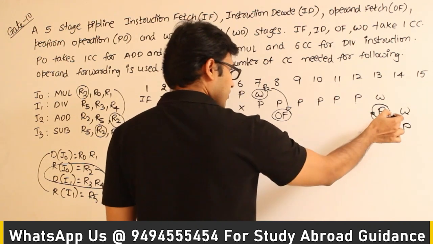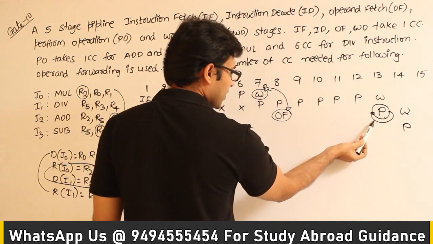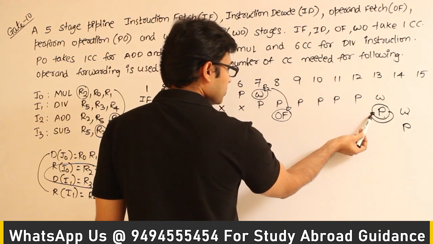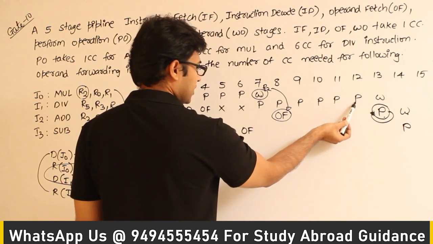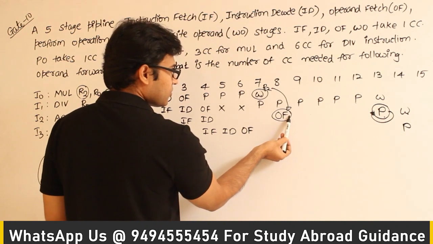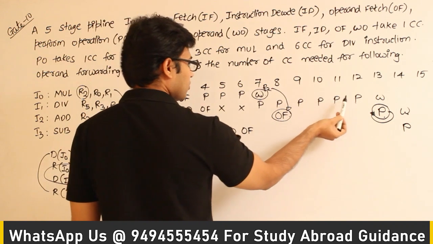The reason is, once this phase is over, once R2 is available here, it is going to write back the value of R2 into the inputs of this perform operation phase. Here it didn't happen, right, because this one needs the output which is provided by the first instruction, but the second instruction is going to overwrite it.